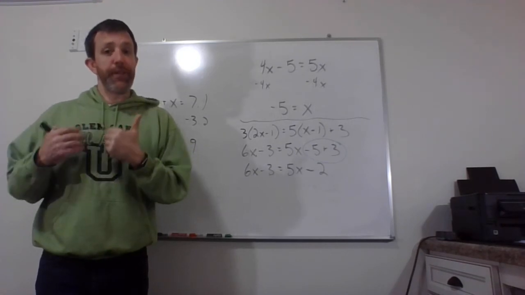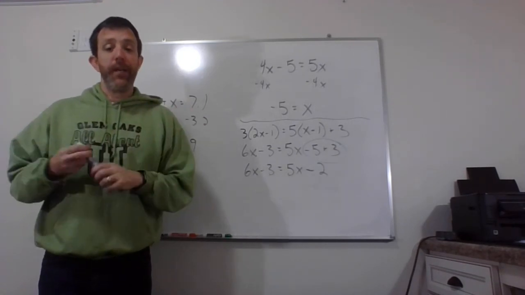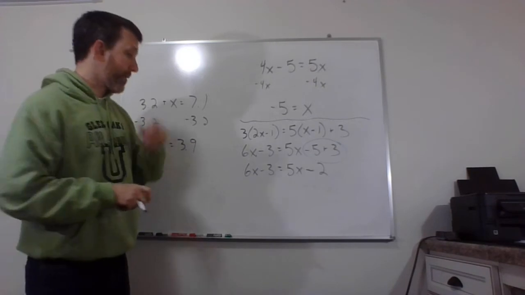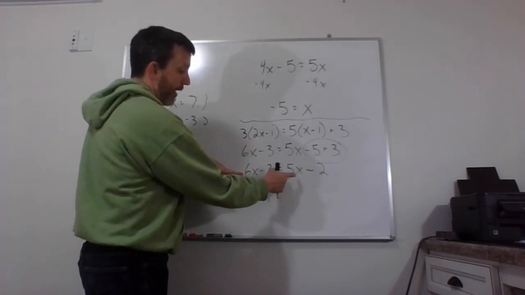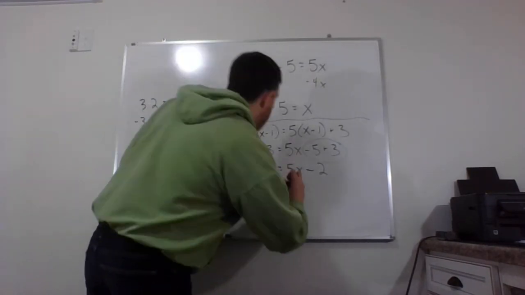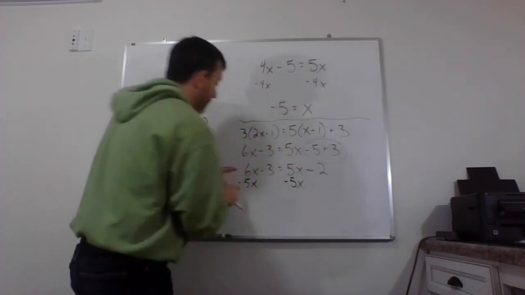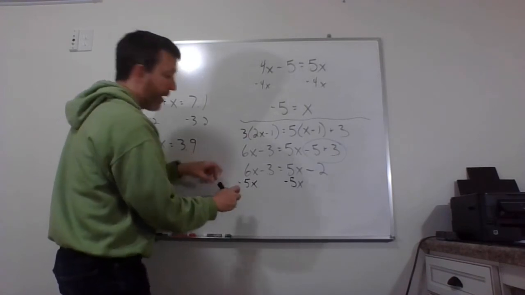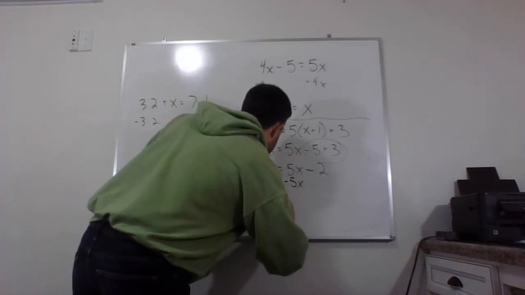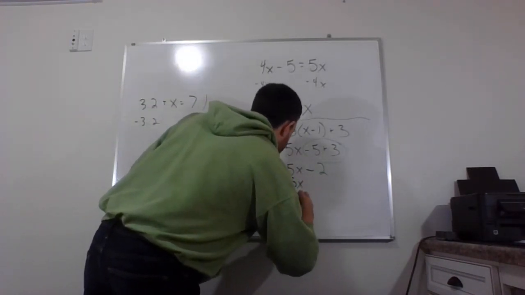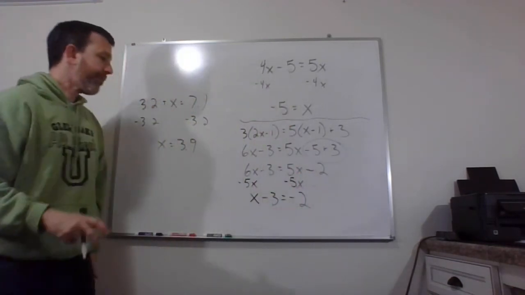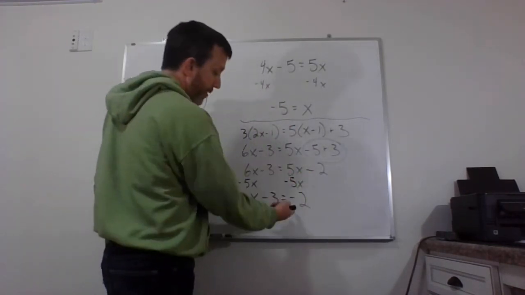Personally, I like to go after the x's first. That's kind of my thing. And as long as I'm doing the x's, I want to do 6 minus 5 instead of the other way around. So I am choosing to get rid of the 5x. 6 minus 5 is 1. That's just x. So now I have x minus 3 is equal to, don't lose that negative sign, negative 2.